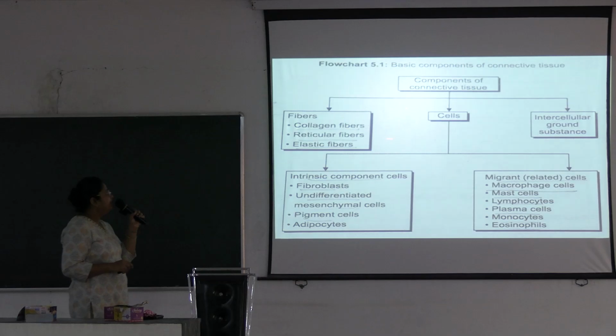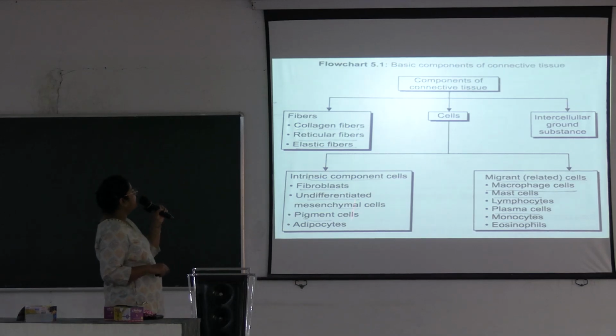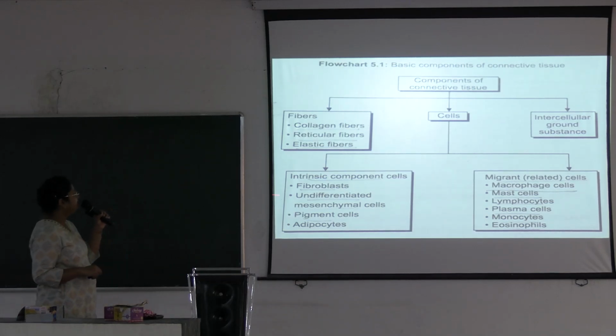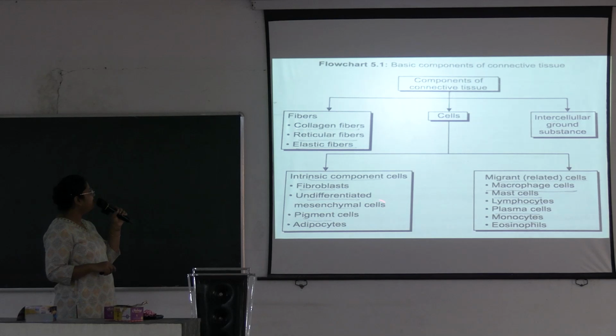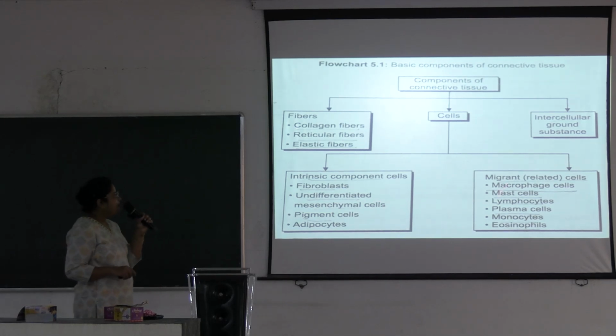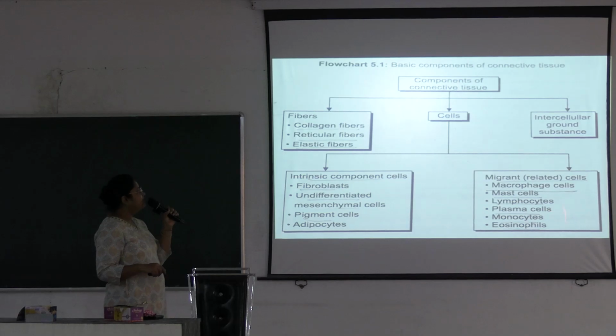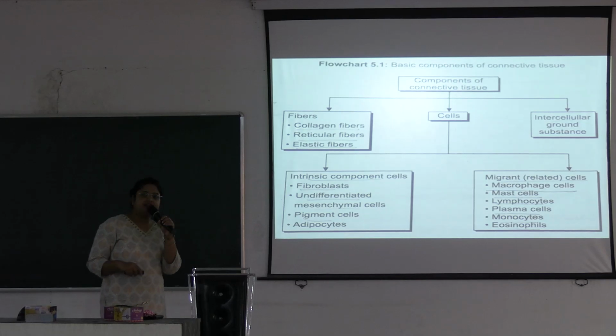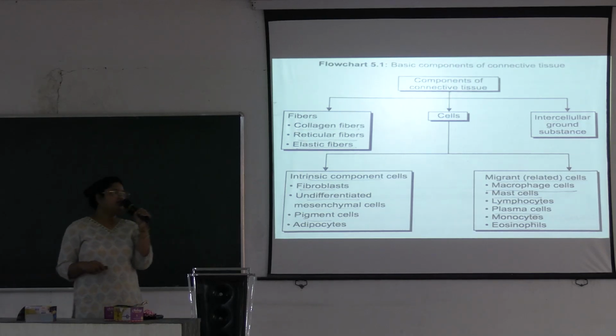Okay. And intrinsic component cells are the fibroblasts, undifferentiated mesenchymal cells, pigment cells, and adipocytes. And migrant or related cells are macrophage cells, mast cells, lymphocytes, plasma cells, monocytes, and eosinophils. Okay. So these are the migrant cells.